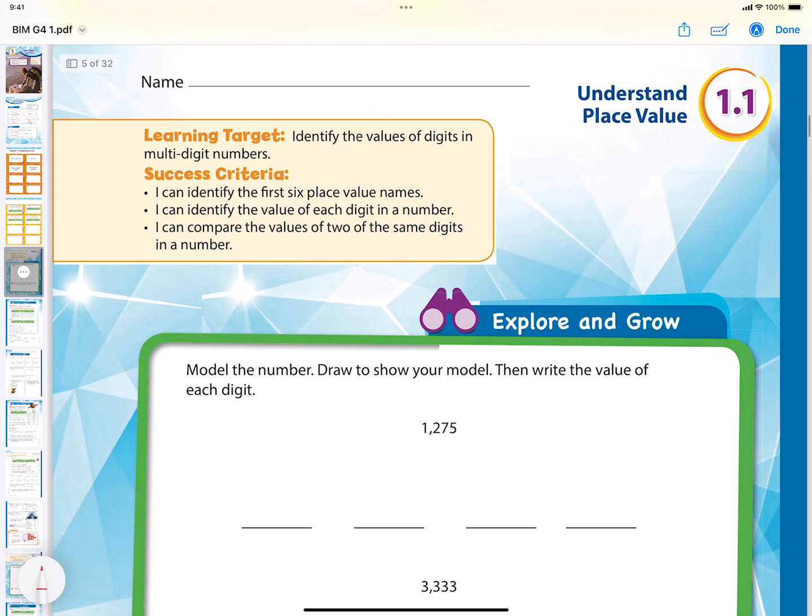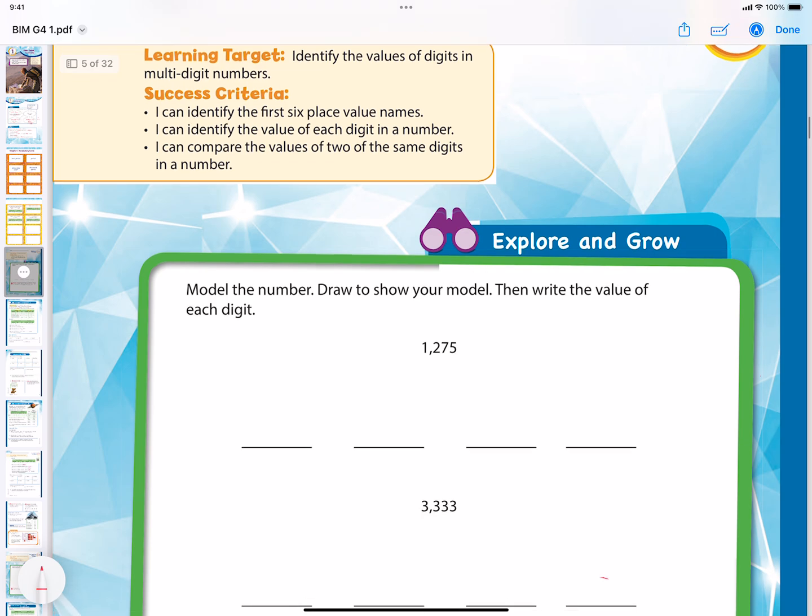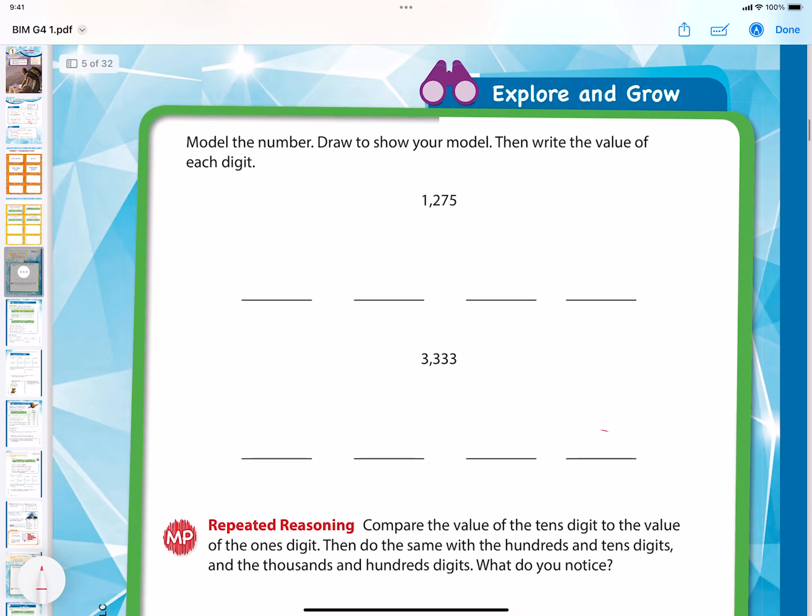This is lesson 1-1, understand place value. The target is similar. This target is to identify the values of digits in multi-digit numbers. And I want you to take a look at this criteria. I can identify the first 6 place value names, and I can identify the value of each digit in a number and compare the values of two of the same digits in a number. This is what we are going to do: model the number, draw to show your model, then write the value of each digit.